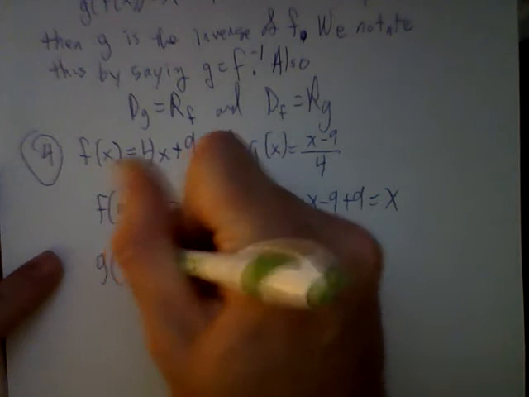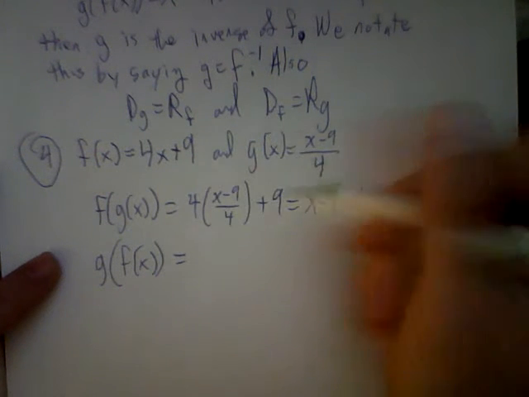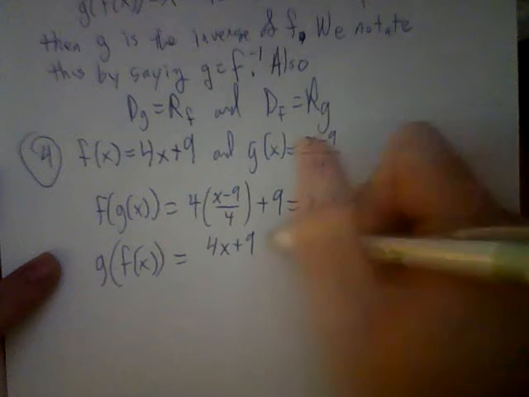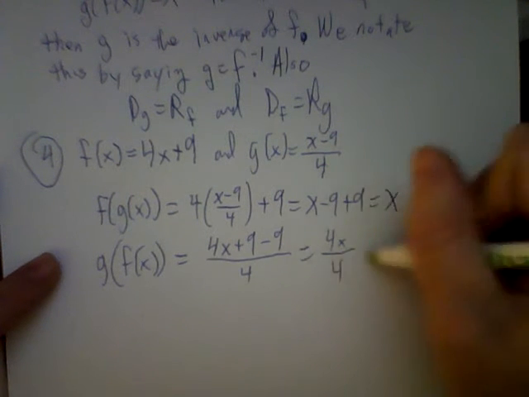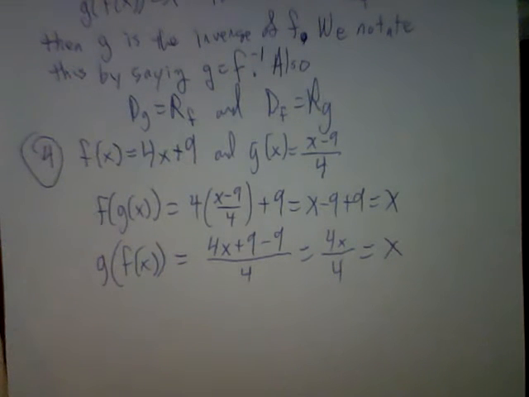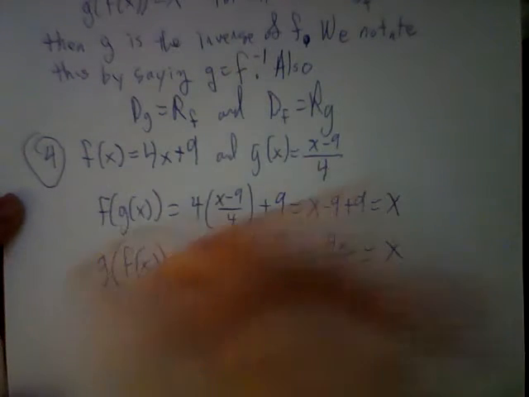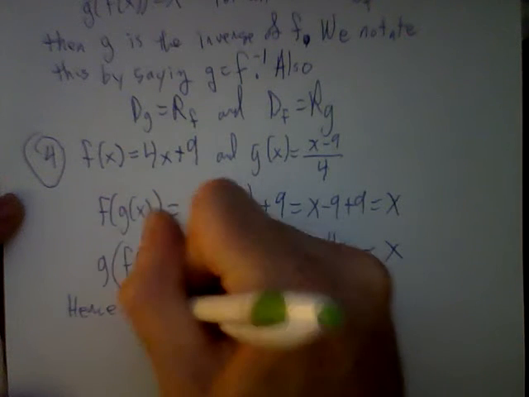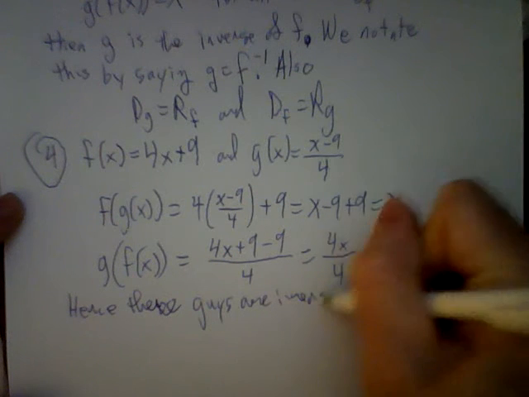So g of f of x. Now you're putting this guy inside of this guy. So you'll have 4x plus 9 minus 9 all over 4 equals 4x over 4 equals x. And again, there's no issues. This would work for all real numbers. Okay? This expression, there's just no issue there. Okay, so thus these guys are inverses of each other. Hence, these guys are inverses. Yay, and they all rejoice, right? Okay.